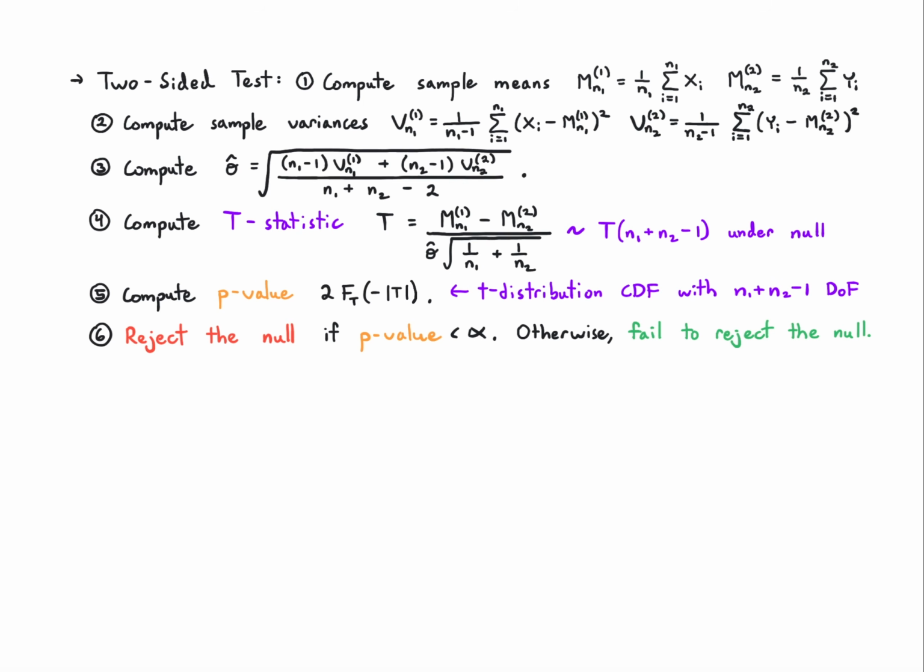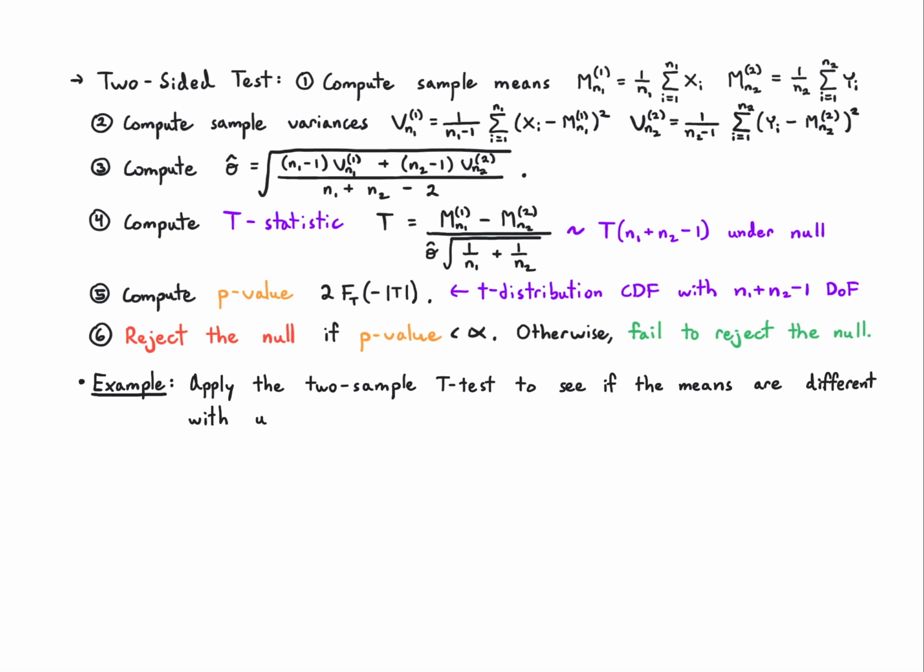Finally, let's compute an example. I've pushed the two-sided test steps for the two-sample t-test up. What I want to do is apply the two-sample t-test to see if the means in two data sets are different. I'm tacitly making the assumption that the variances are unknown, but they are the same under the null. My significance level is always 0.05.